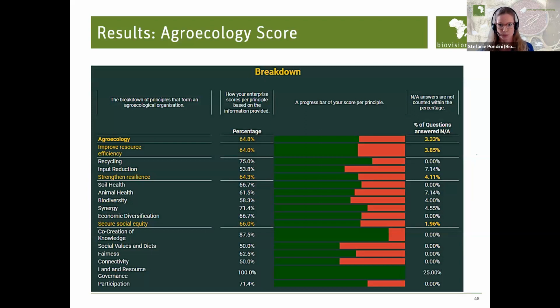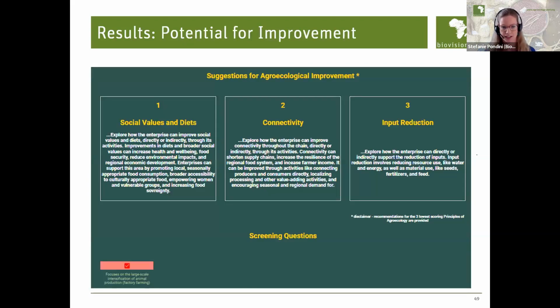Then you have the detailed breakdown of all the 13 principles and also an average on these 3 operational principles, as they are called: resource efficiency, strengthening resilience, and secure social equity. And the number of questions that you answered not applicable, you also see in this slide. Next one.